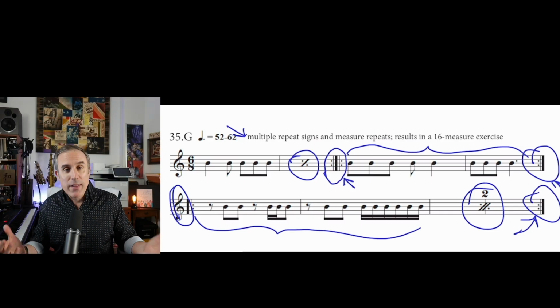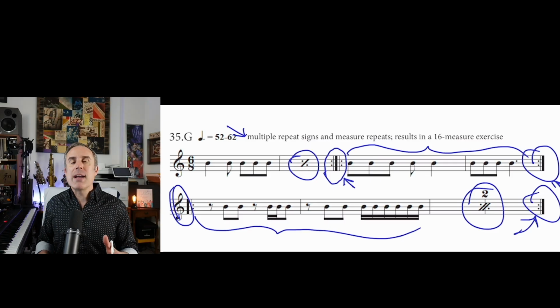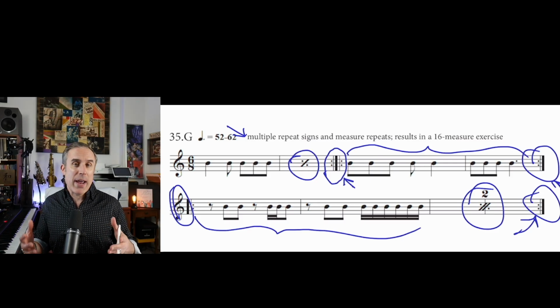And there it is. Now I went a little bit faster just to demonstrate this exercise as quickly as I could so that you could see how the flow of this exercise works with those single and double measure repeat symbols, as well as the multiple repeat signs that are incorporated into this exercise. Okay, now that we've vocalized it, now that we've sight read it, the next step that we need to take is to go to my website and find the MP3 quote-unquote answer for exercise 35G.